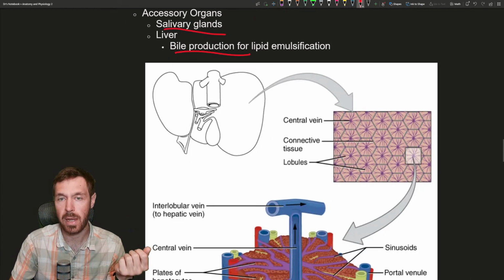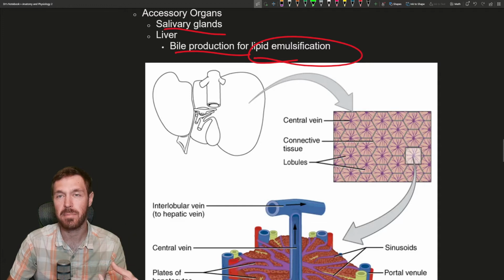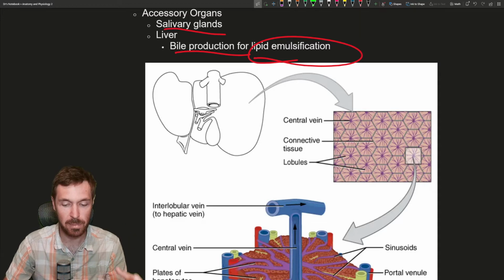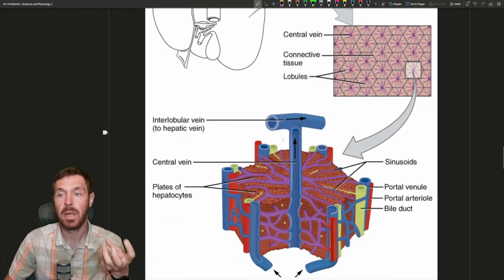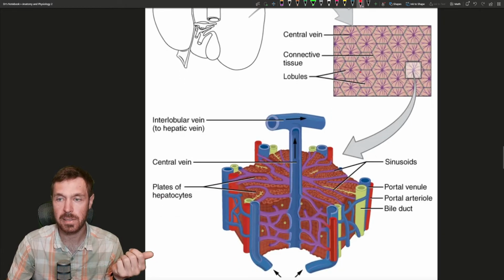Bile helps in what's known as lipid emulsification, and what that means, it almost acts like a detergent. It helps break apart lipids into smaller droplets that you can then absorb. In the liver, the liver has these little lobules in it, and this is just the design of the liver. Within these lobules, you have all these little cells in here called hepatocytes.